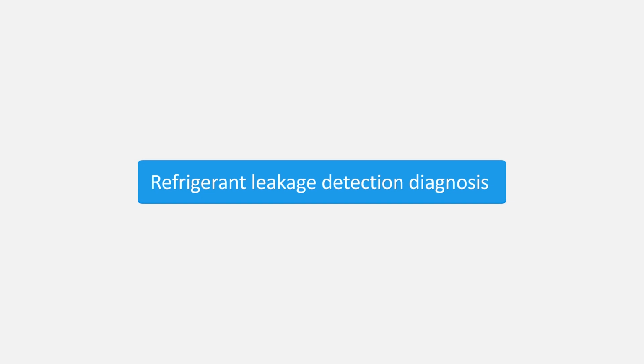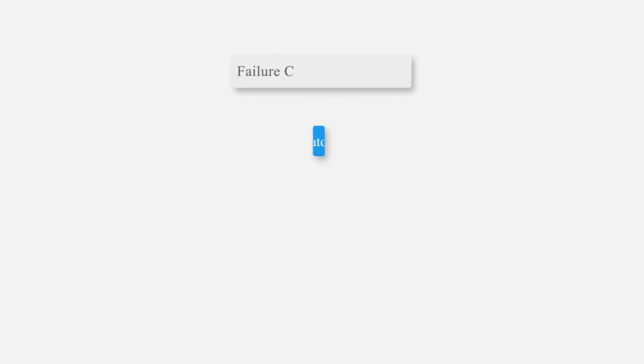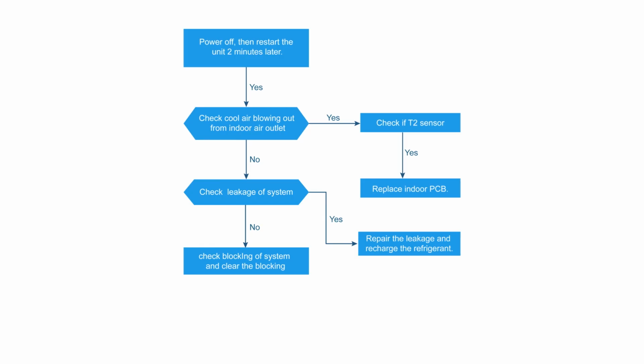Refrigerant leakage detection diagnosis. When the indoor unit displays EC, which indicates the refrigerant leakage detection error, the failure could be caused by: 1. T2 coil temperature of evaporator error. 2. Indoor main PCB error. 3. Refrigerant system error.